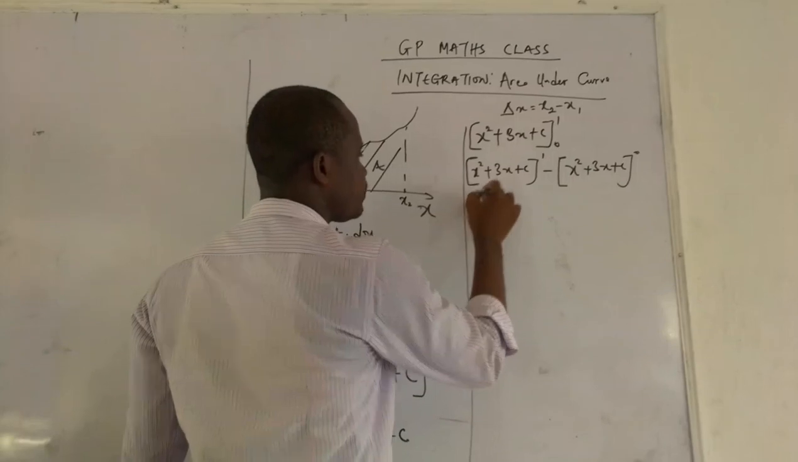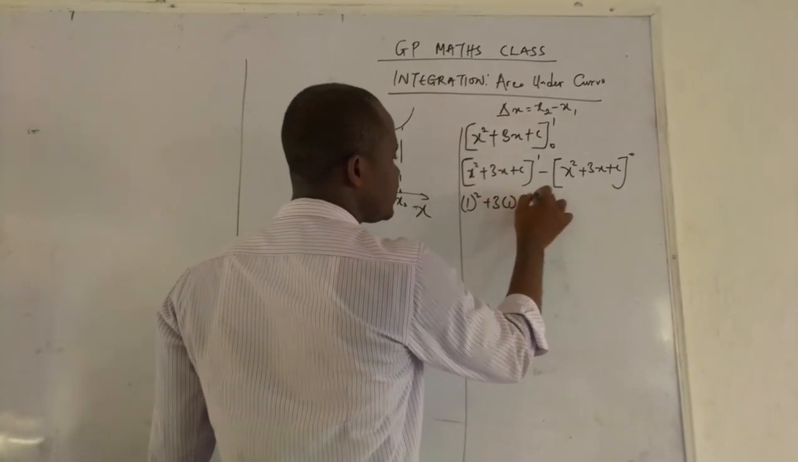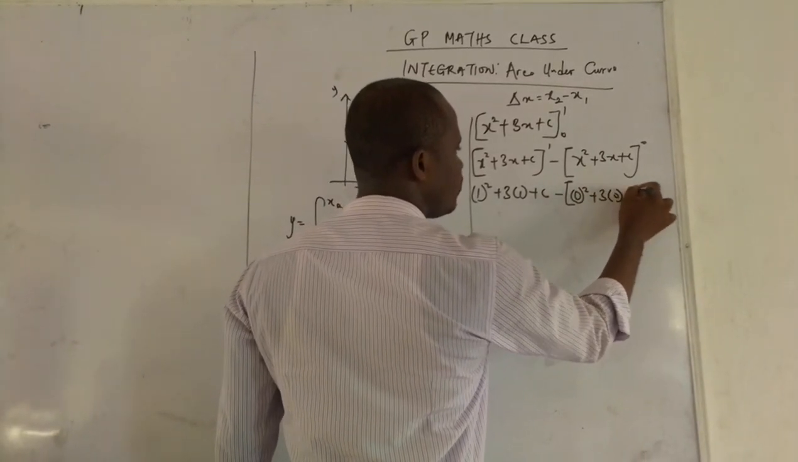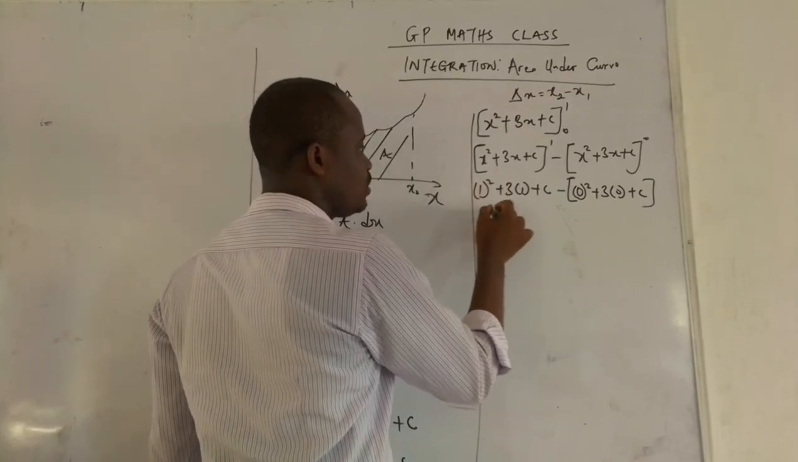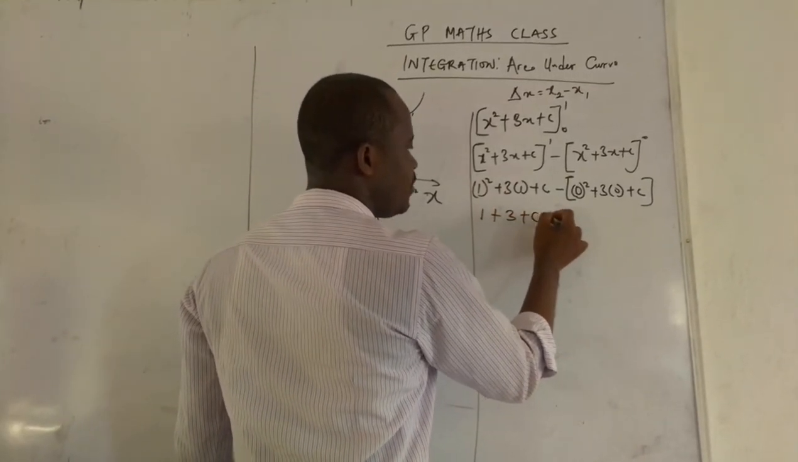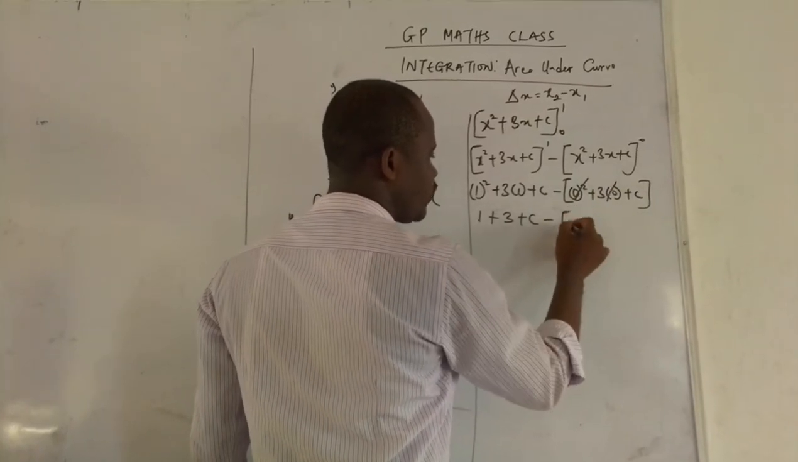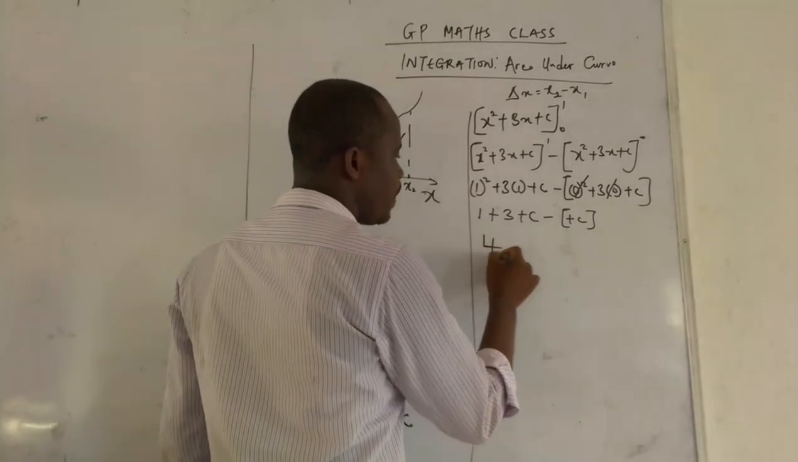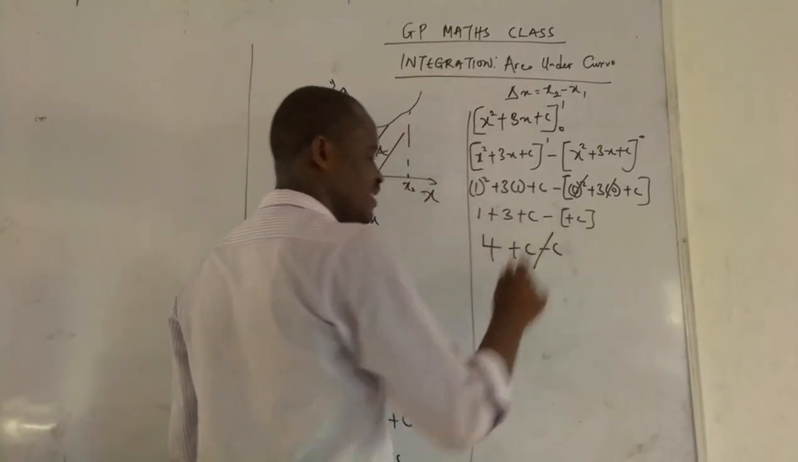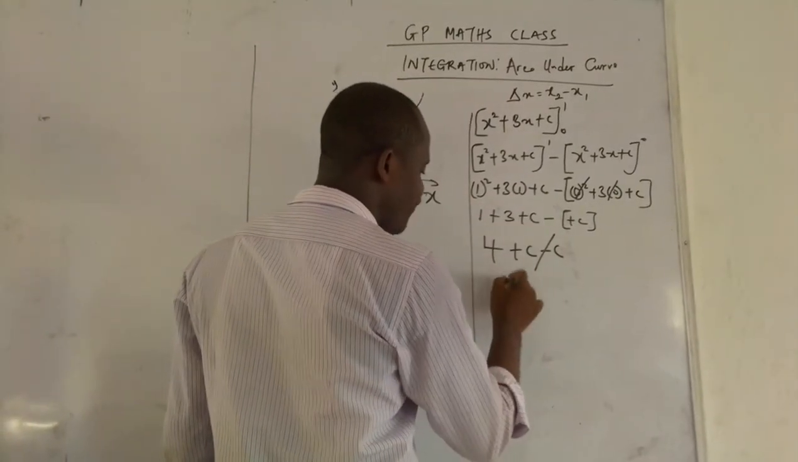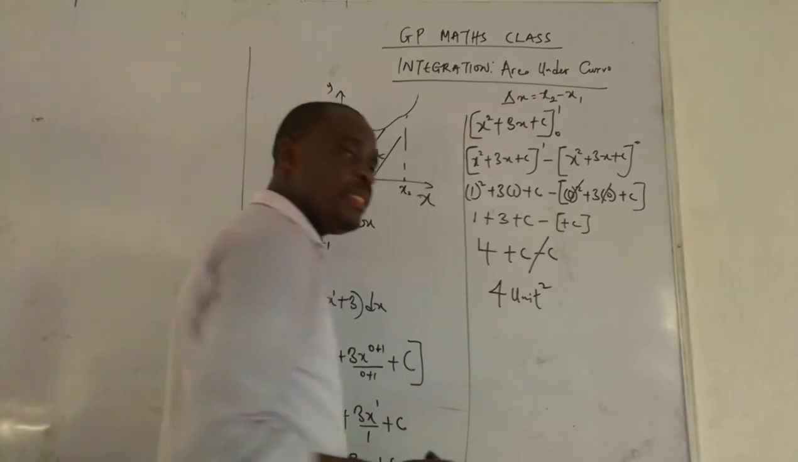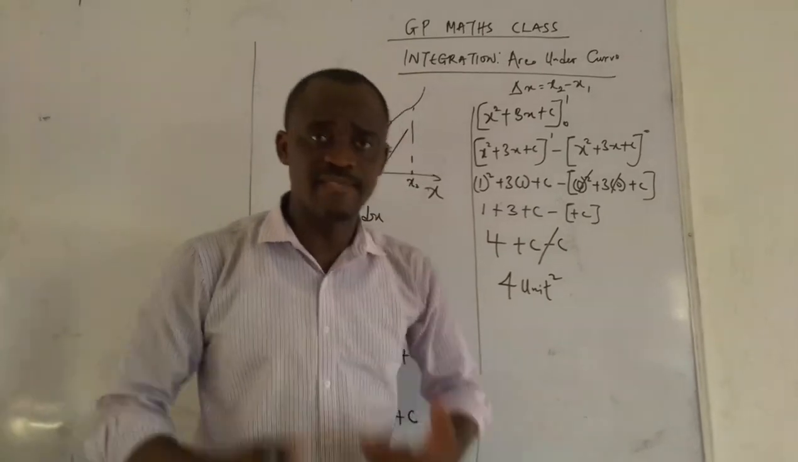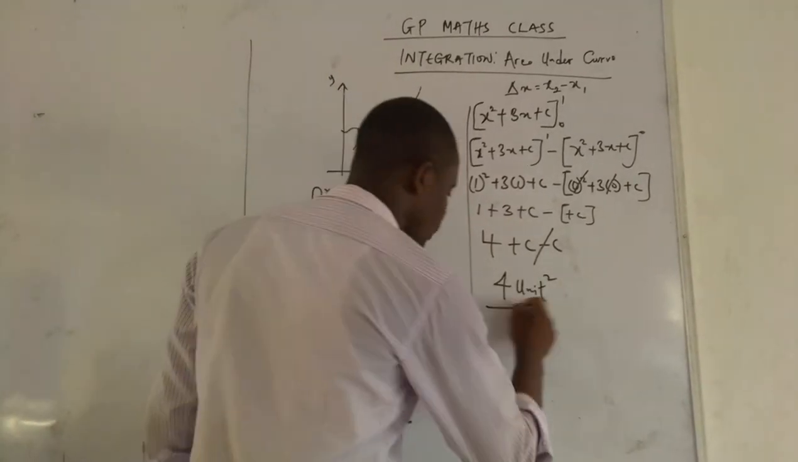So that becomes 1 squared plus 3 times 1 plus c, minus, in bracket, 0 squared plus 3 times 0 plus c. And this is 1 squared is 1 plus 3 plus c minus, this is 0, this is 0, and of course you have the plus c there. So minus is what? So this is 4 plus c minus c. C minus c is 0, and at the end of the day you have 4 units squared. Now quickly, because it is area and the unit for area can be in cm, millimeters, meters, inches, foot, and so on. That's why you have 4 units squared.